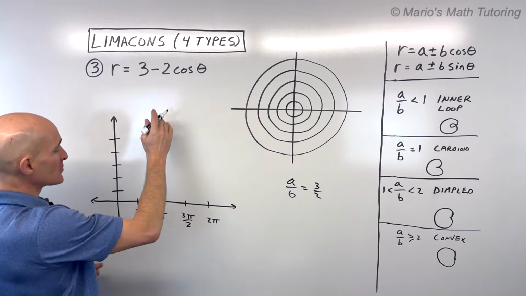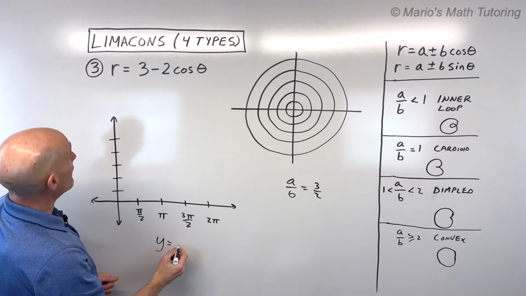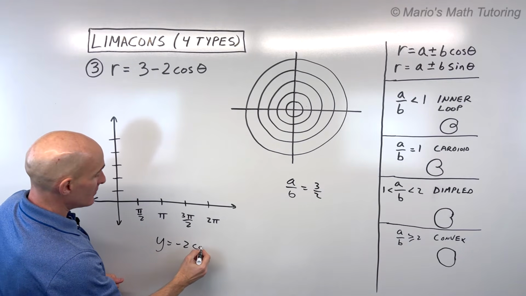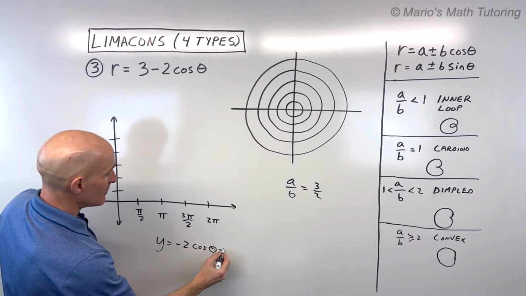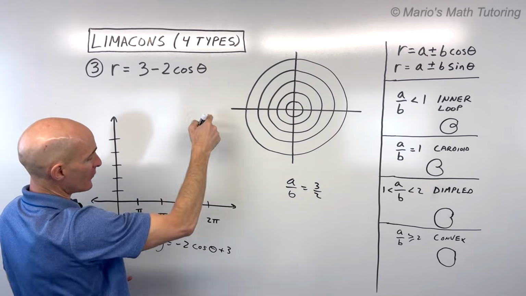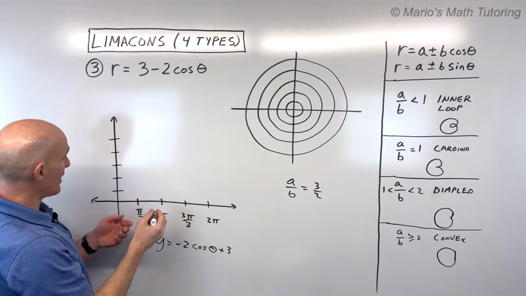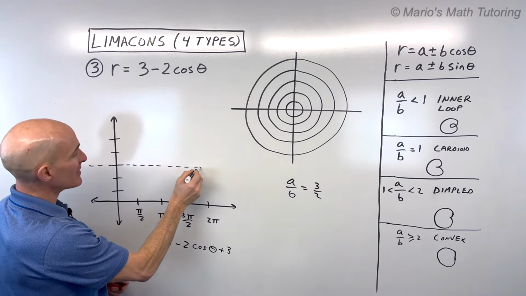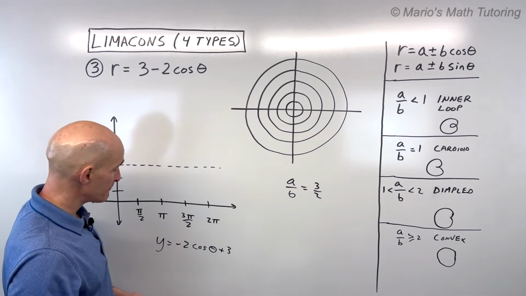And when we graph this, we're going to think about graphing y equals negative 2 cosine theta plus 3. All I did is move the 3 over here, plus 3. The plus 3 shifts the graph up 3. We can think of that as our new x-axis or our new midline.